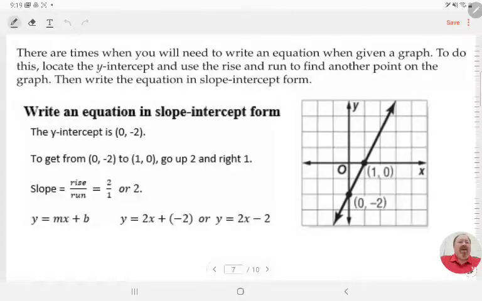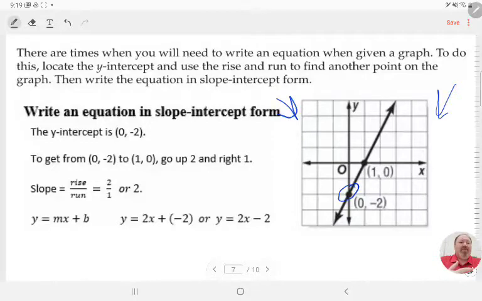So for example, I have this graph right here. The first thing I want to do is look for my y-intercept. Where does it cross the y-axis? Well, it crosses at 0, negative 2. So that's my y-intercept.